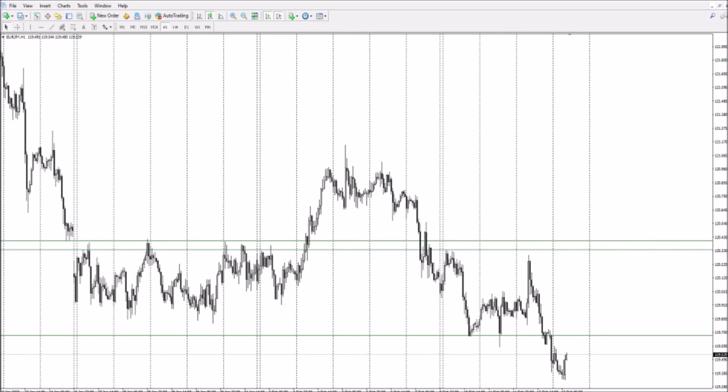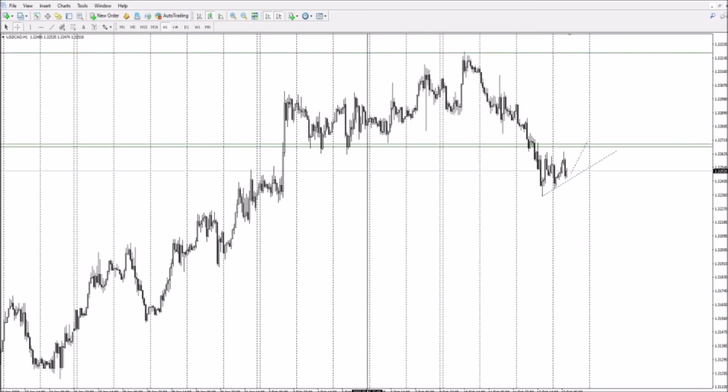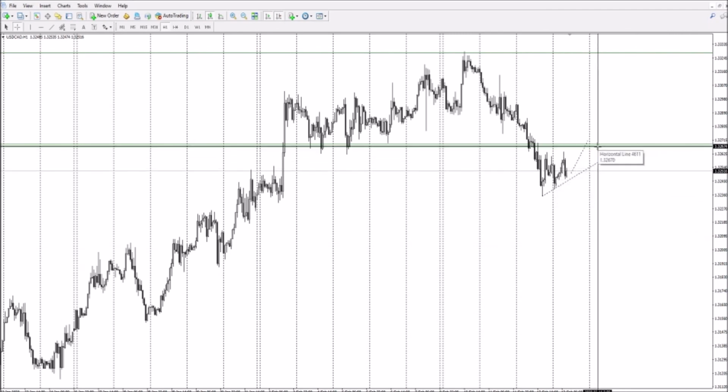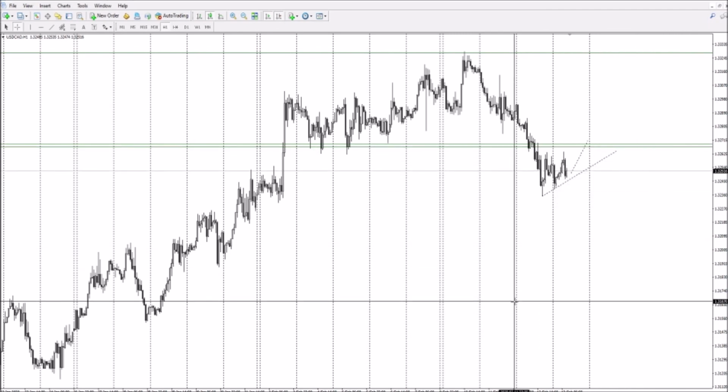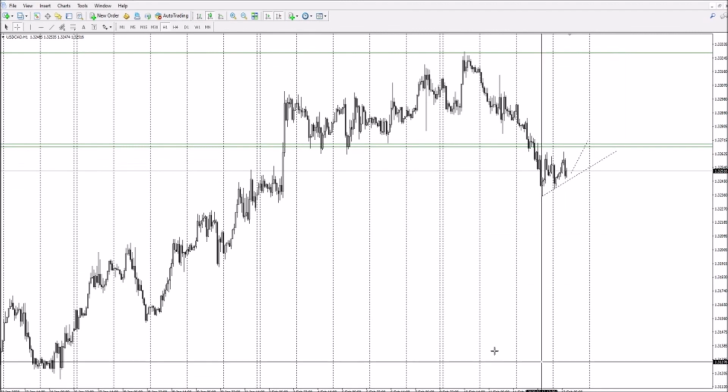Mechanical trades will run as they do, and just keeping an eye on the other things. It's dollar CAD being the sort of main play. Need to come up and test this level, and then hopefully break out of this retracement and go lower.